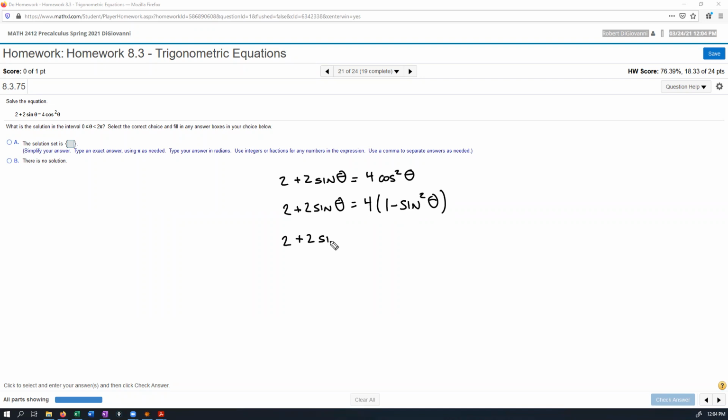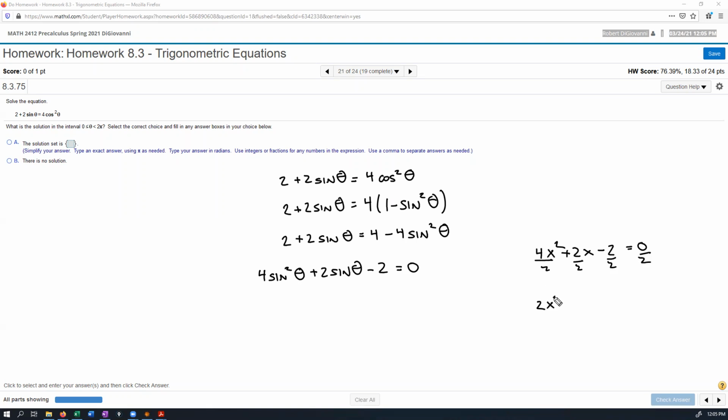So we got this now. Distribute the 4. Let's move everything to the left side. Okay, so that came over, became positive. This is still here, and then I subtracted 4 on both sides, so I get -2 equals 0. And now I'm going to try and factor this. This looks like 4x squared plus 2x minus 2 equals 0, right? I can divide through everything by 2 first. That'll make it a little easier to look at. 2x squared plus x minus 1 equals 0.